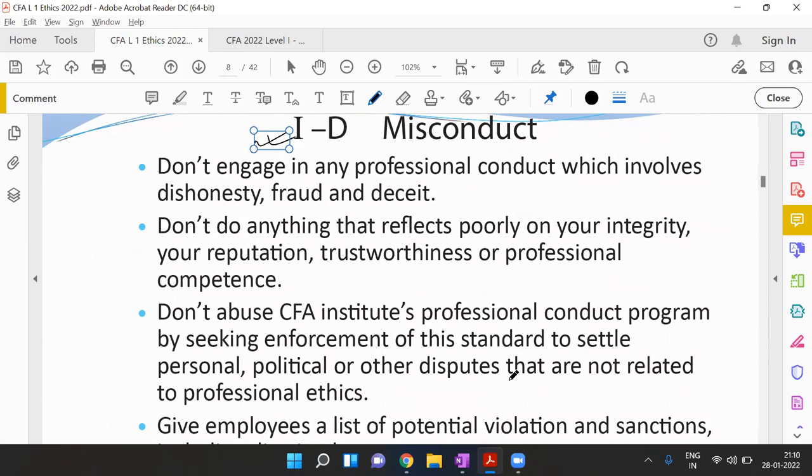I'll just give you an example. I am working for a firm, right? I am working as an investment banker. During lunch, I go to the canteen. I sit with my colleagues and I start abusing my profession. Is it a violation? Yes, it is a violation. During lunch break, I take beer or alcohol, whatever it is, and I start abusing people. Is it a violation? Yes, it is a violation.